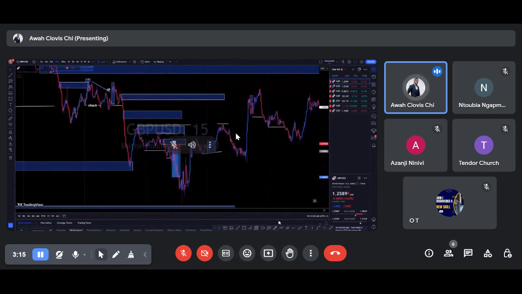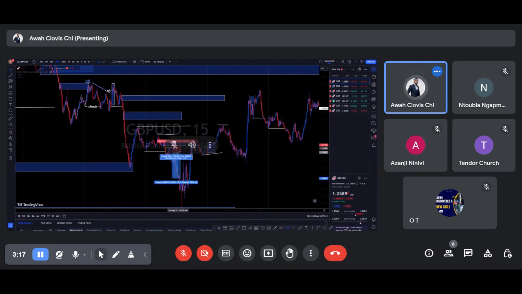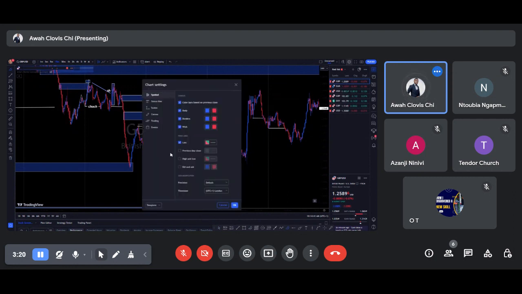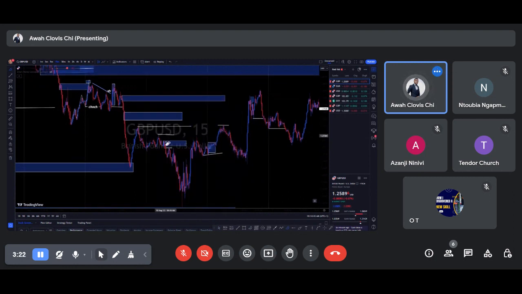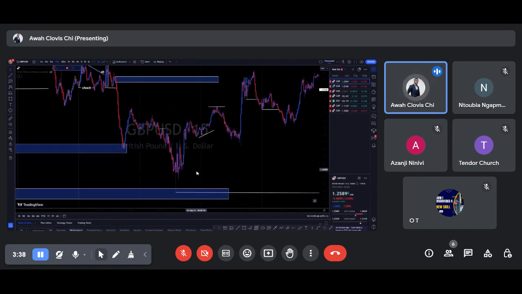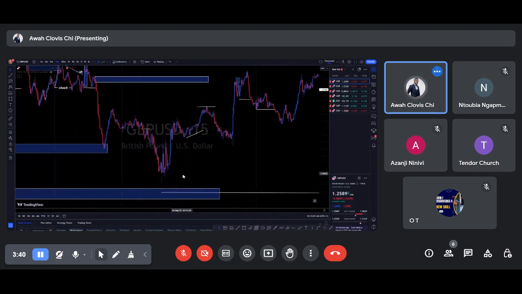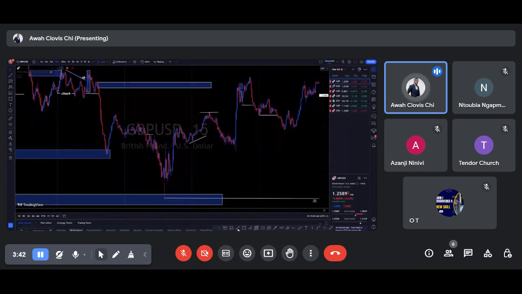Okay. Now let me delete all of these other things that we did earlier on. Okay, so explain what we are talking about now. So the first thing I said is we are looking at structure. So already we can see that this is the Asian high, this is the Asian low. Now the market has tapped into an H4 demand and has caused what? It caused a change of structure.